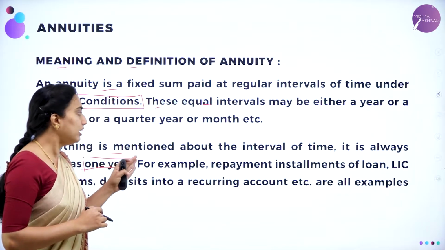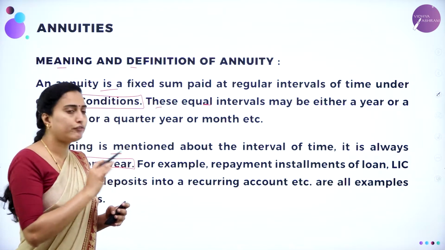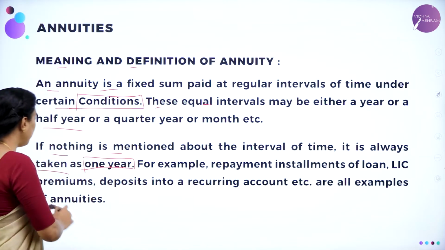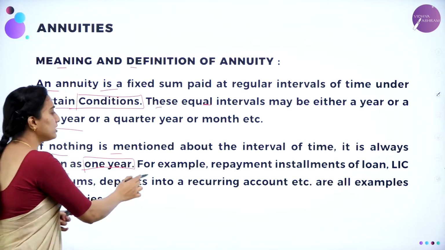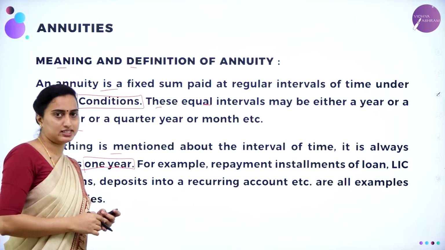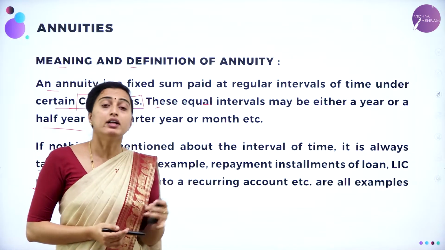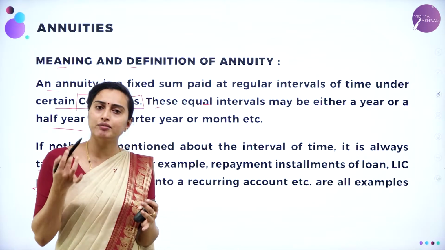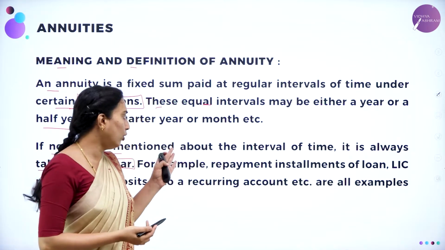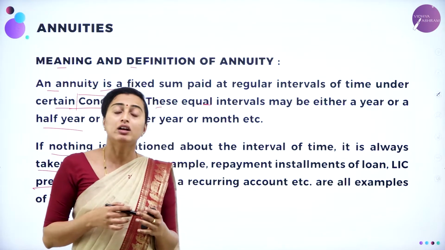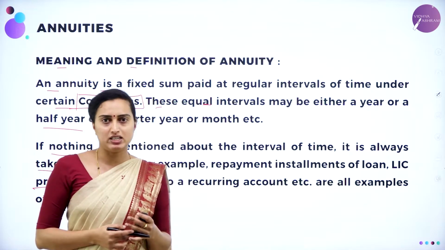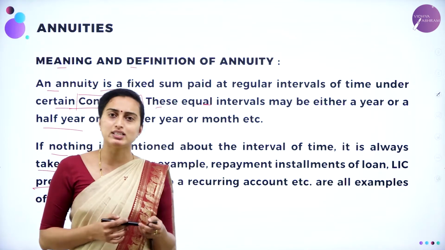So for example, repayment installment of a loan, LIC premiums, as I told you, deposits into a recurring account, etc. Recurring account means monthly you are going to deposit, LIC premiums you can pay yearly once, and a loan installment you are going to pay monthly once, isn't it? That is going to be known as annuity.